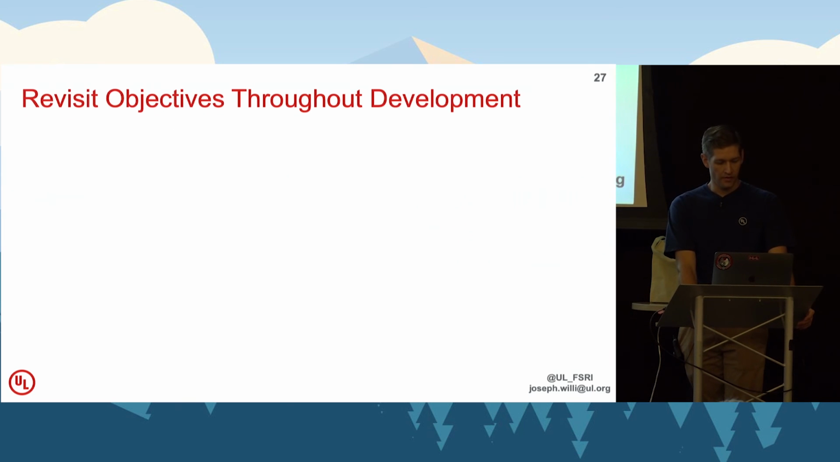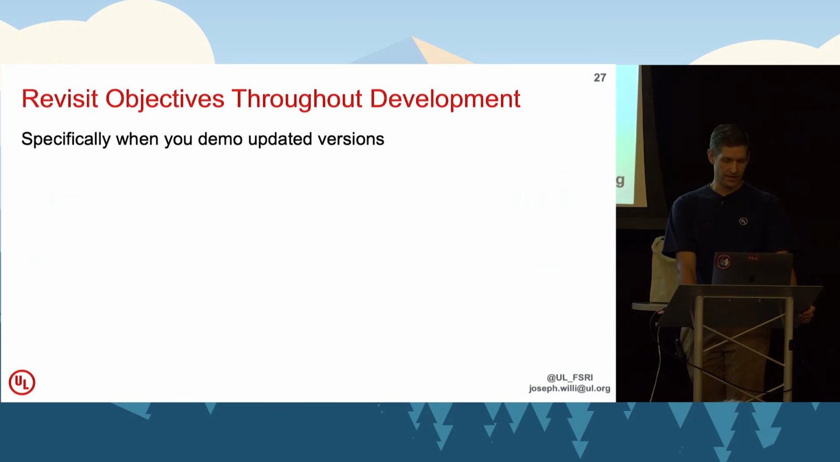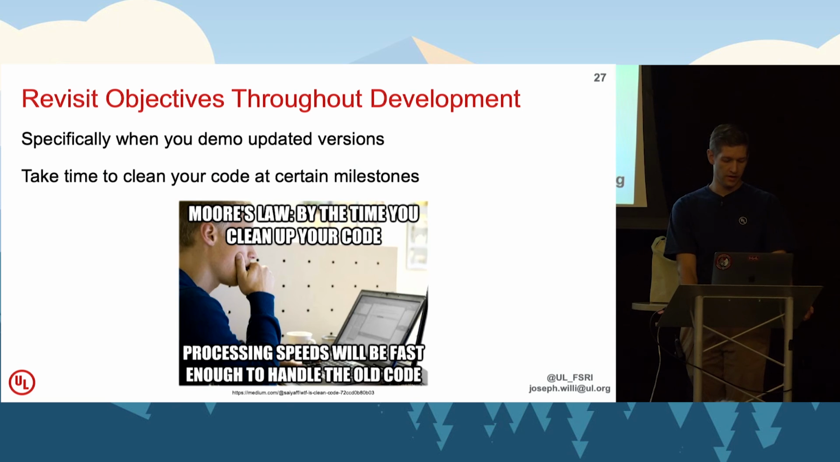It's important that throughout the development you revisit your objectives, specifically when you demo it, and revisit the objectives with your end user. Just make sure you're on the same page and that your ideas sync up with his or hers. And then be sure to take time to clean your code when you reach certain milestones, because otherwise, as I'm sure you're all familiar with, you'll end up going through thousands of lines of code and you have no idea what's going on.